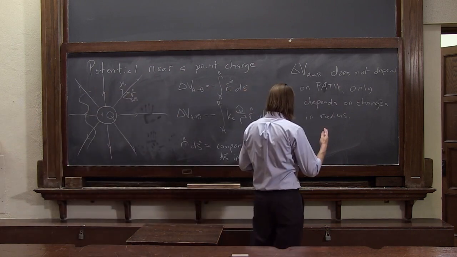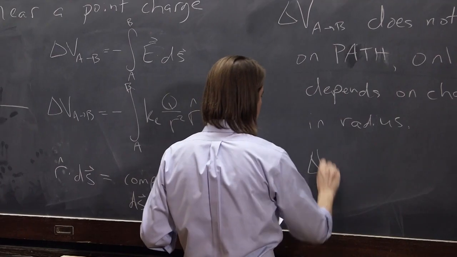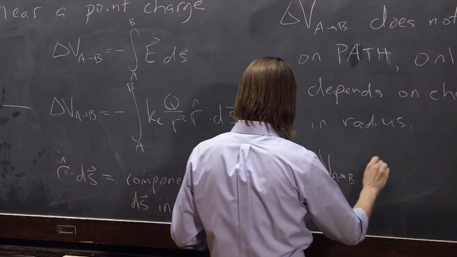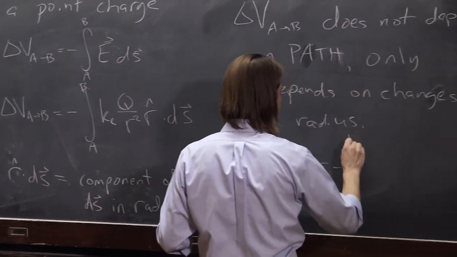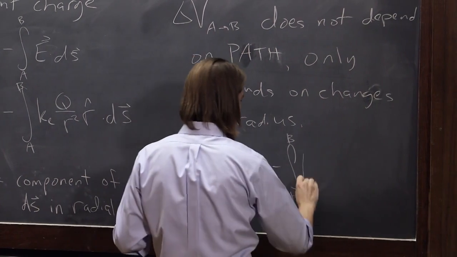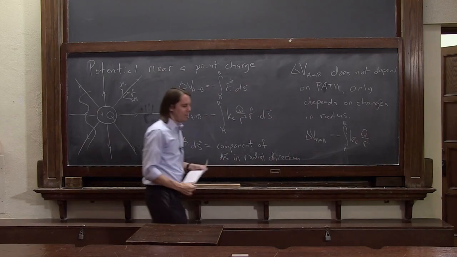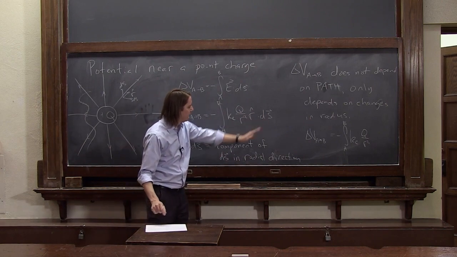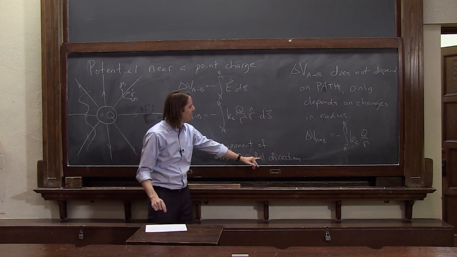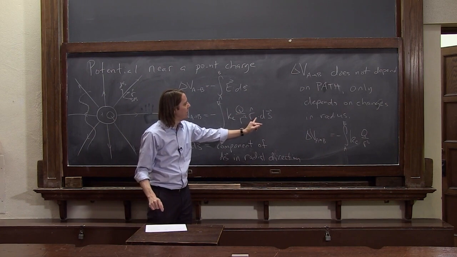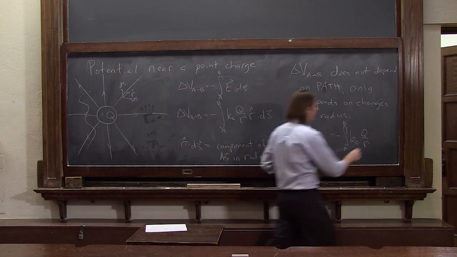So we could then write delta V A to B as minus the integral from A to B of K_E Q over R squared. And we can basically take this dot product out, because what is it? It's changes in the radial direction. Its magnitude, this is 1, this is your step size ds. You can just put it together and call it dr.